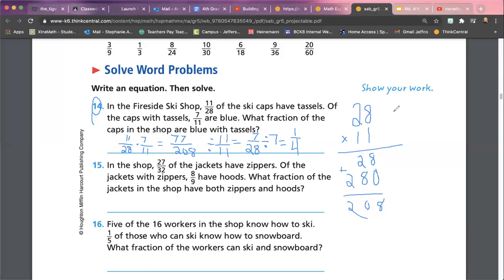So here's what I think is, I don't know if I would say it's funny, but it is kind of funny to me, that we started out with the most outrageous fraction I've ever seen. 77/208. And like we said, he's like, hey boss, 77/208 of our hats have blue tassels. You'd have absolutely no idea what he's talking about. We've simplified it all the way down to saying, hey boss, 1/4 of our caps have blue tassels. Way easier to handle, right?